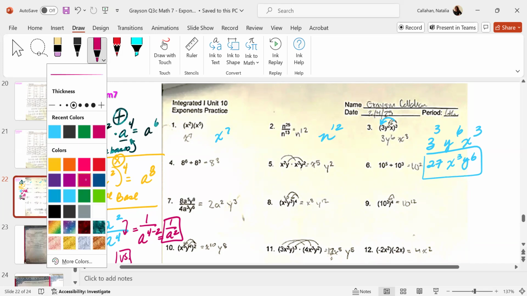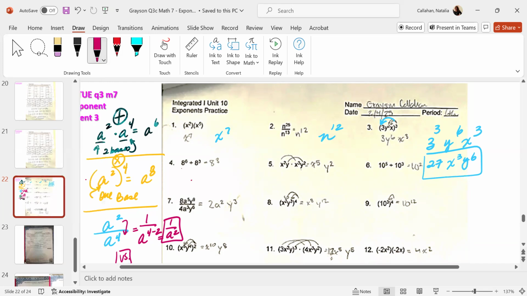Okay, 8 to the 6 plus 8 to the 3. This doesn't give you 8 to the 9. So this right here is saying 8 to the 6th plus 8 to the 3rd, correct? It's not going to give you 8 to the 6th or 8 to the 3rd. And you can't add them because this has to be a multiply to add the exponents. Do you understand?